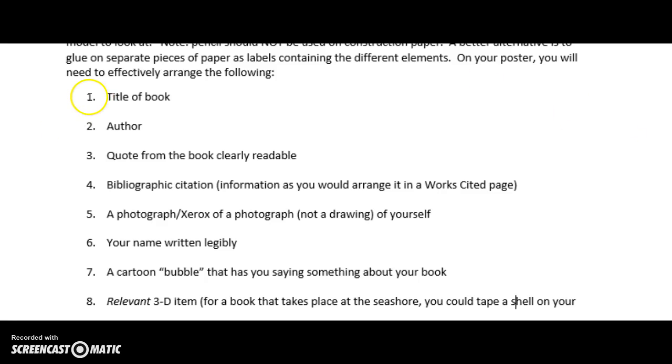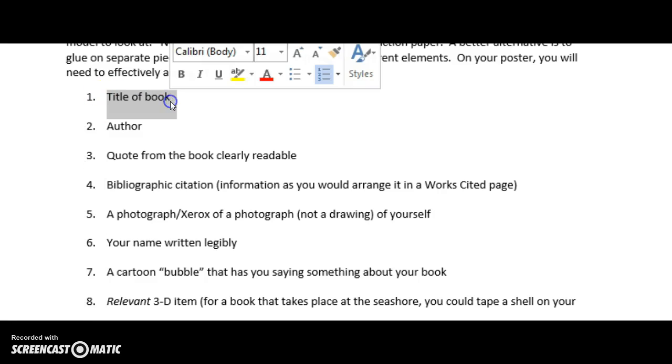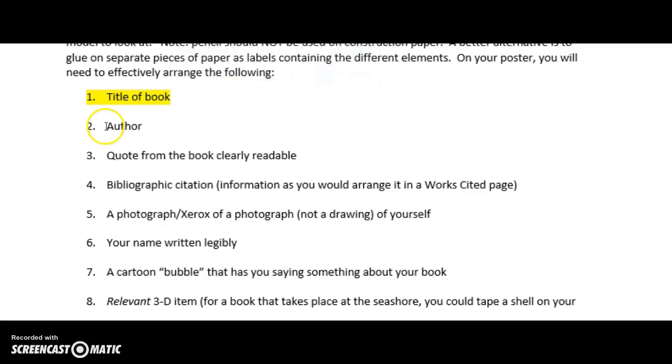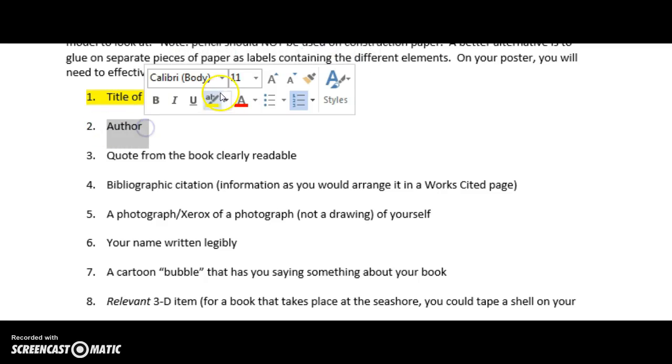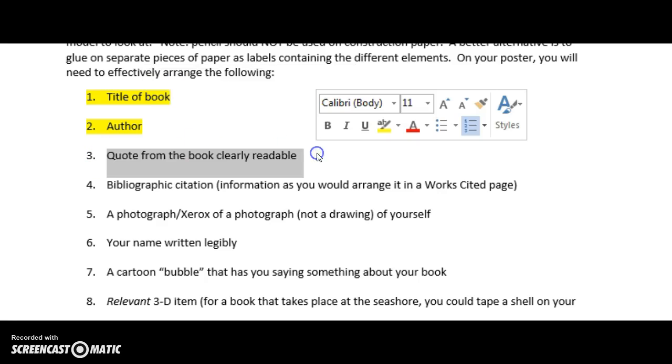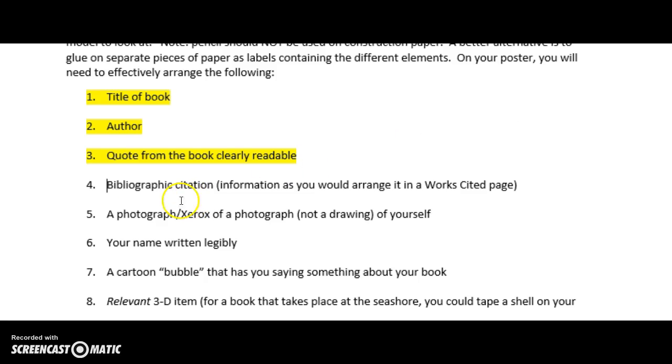Okay, number 1, title of book, right? You want the title of the book, and you want it with capital letters, initial caps. Number 2, you have to put the author down. Again, capital letters. Number 3, you're going to have a quote from the book. So you might have to get this book again and find a paragraph or a description or something very important that kind of stuck with you as you were reading it, and include that. You'll see my example in class.